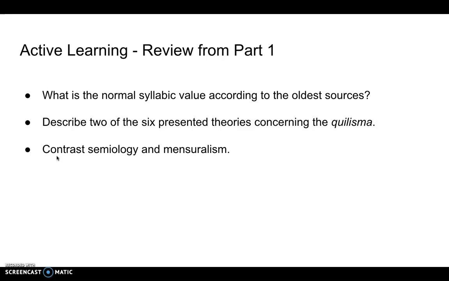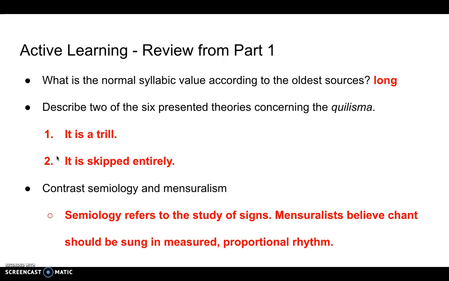The answers are provided for you on the next slide, but if you struggled with any of the questions, I recommend you go back to Part 1 so that you can better understand these coming segments. The only answer that I want to touch on here is that the normal syllabic value, according to the oldest sources, is long. And this is in direct opposition to the interpretation taken by Solem. So Solem makes a major error here and goes against the ancient manuscripts by interpreting the normal syllabic value as short.